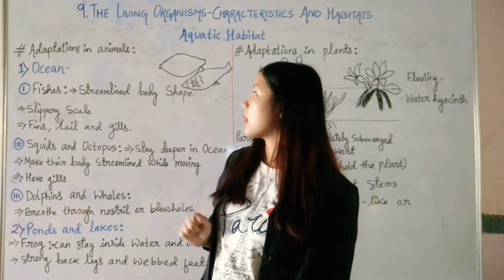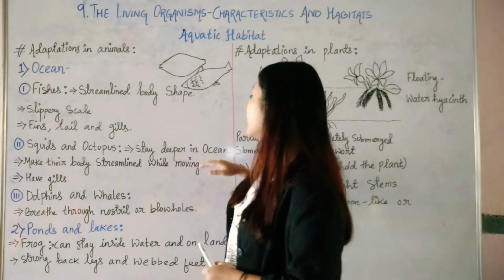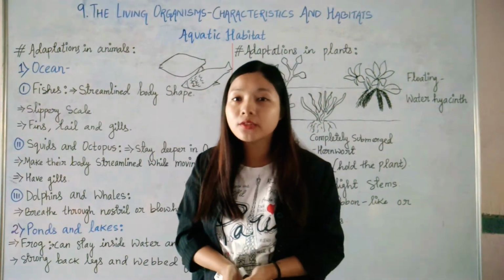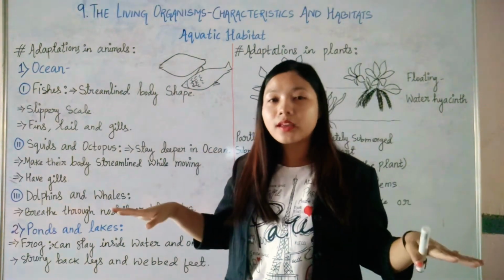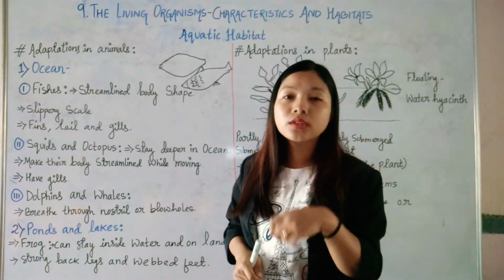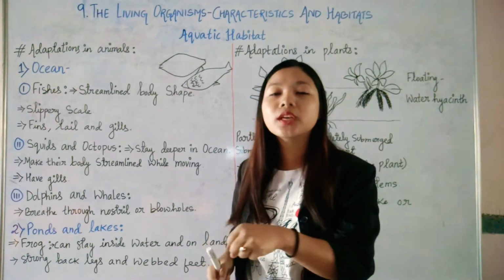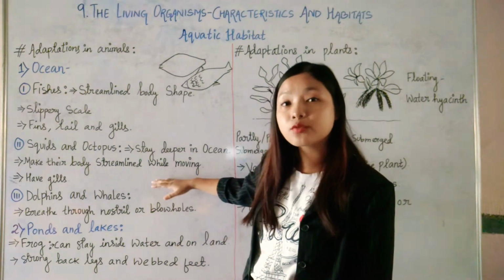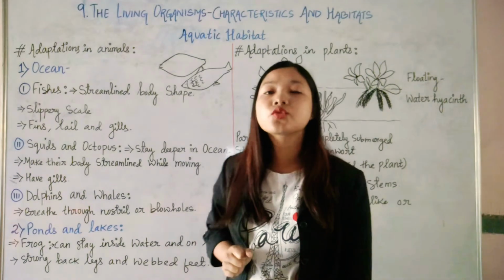Squids and octopus are some of the organisms which stay deeper in the ocean. They don't have the particular streamlined body shape like the fishes, and also they stay deeper in the ocean, at the ocean bed. Whatever animal or plant, whatever organism comes near them, they will catch them and feed upon them.